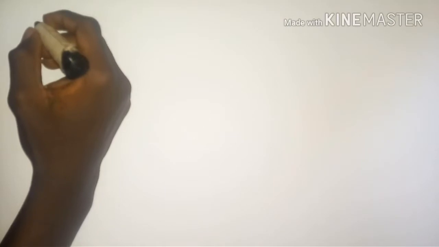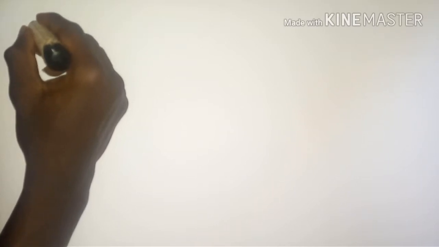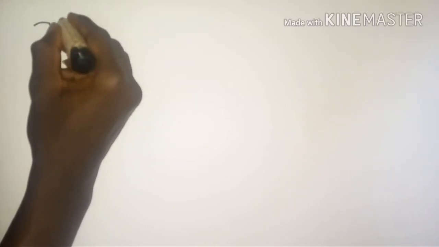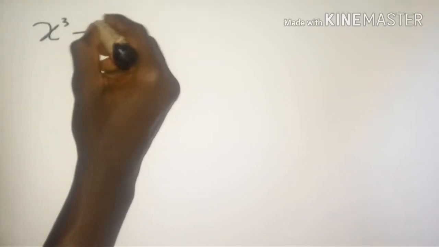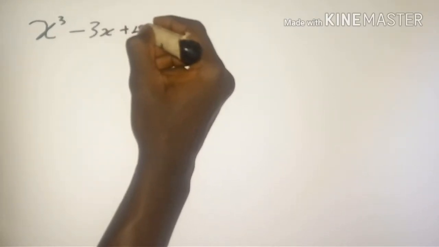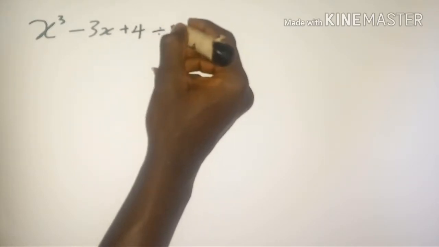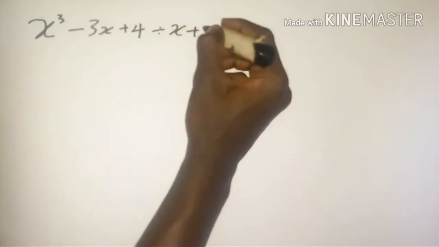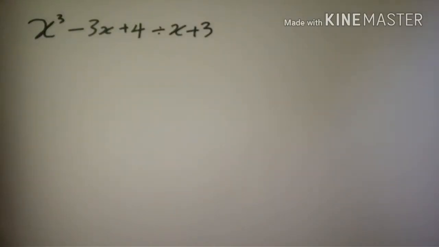So the first example I'll be starting with is x cubed minus 3x plus 4, divided by x plus 3. That's the first example I will be starting with.